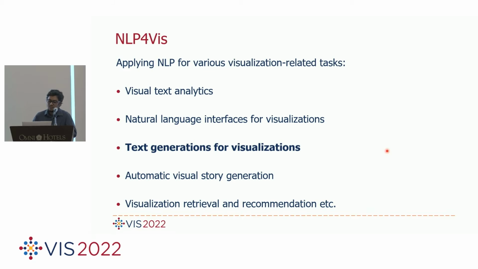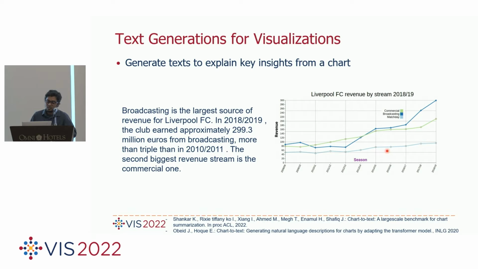Okay, so text generation for visualization. This is again a relatively new kind of topic. Even though there are some early works in the early 2000s, really we have some works that have been done in the last few years on how we can automatically generate text to explain different insights from visualizations. For example, this is a chart from a data site called Statista, where it shows revenues of a company from different sources. And as you can see, we have this model that automatically generates a piece of text to explain the key insights from this chart.